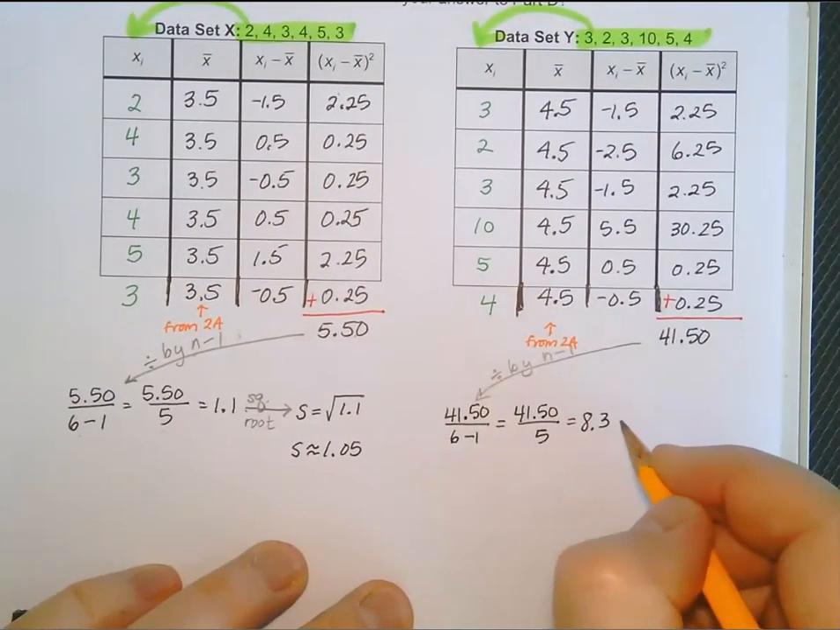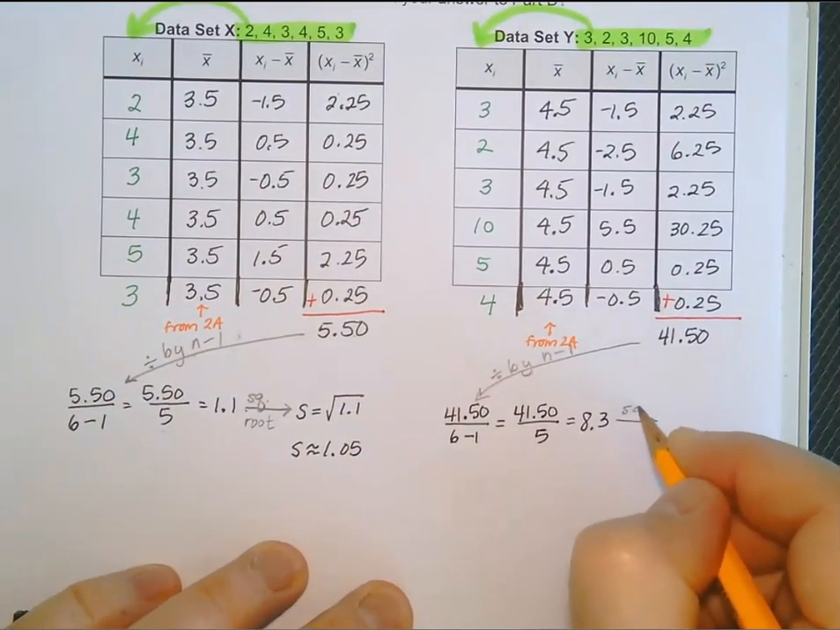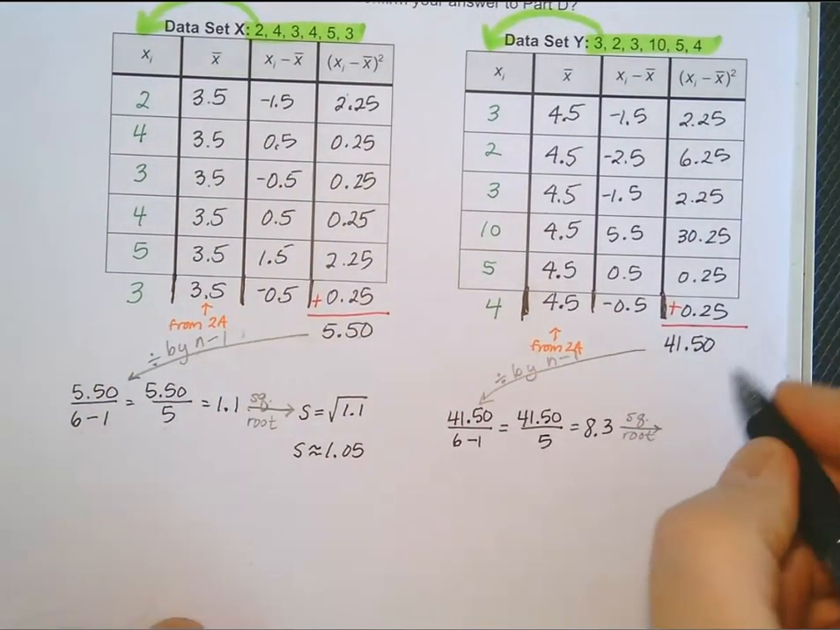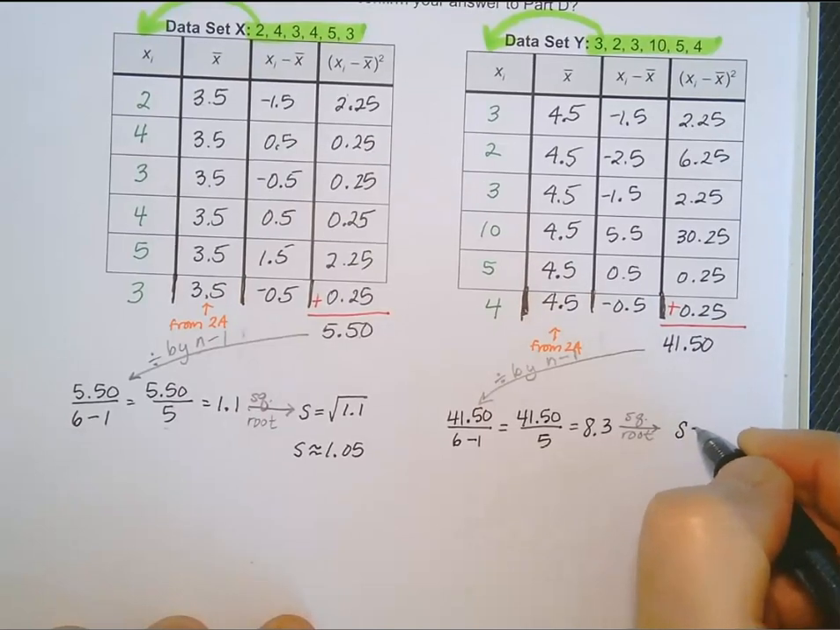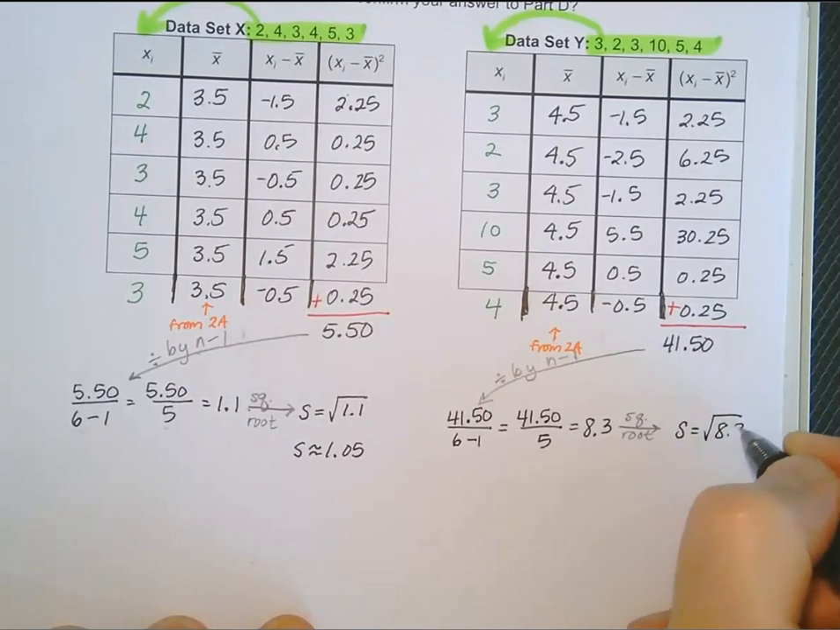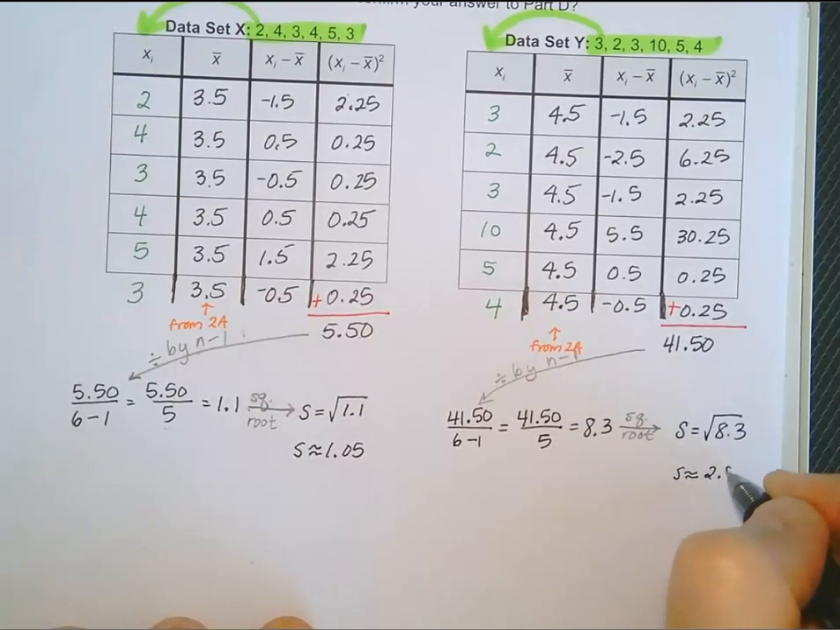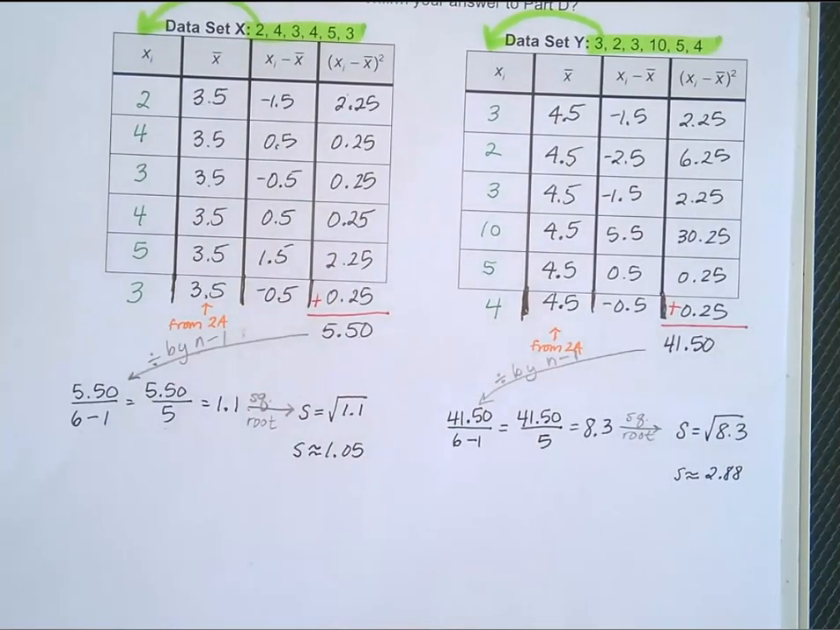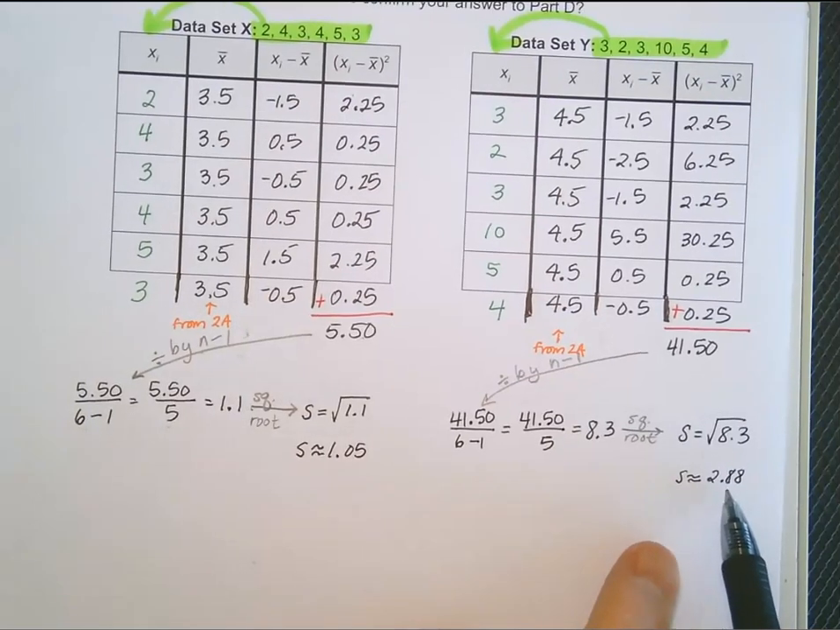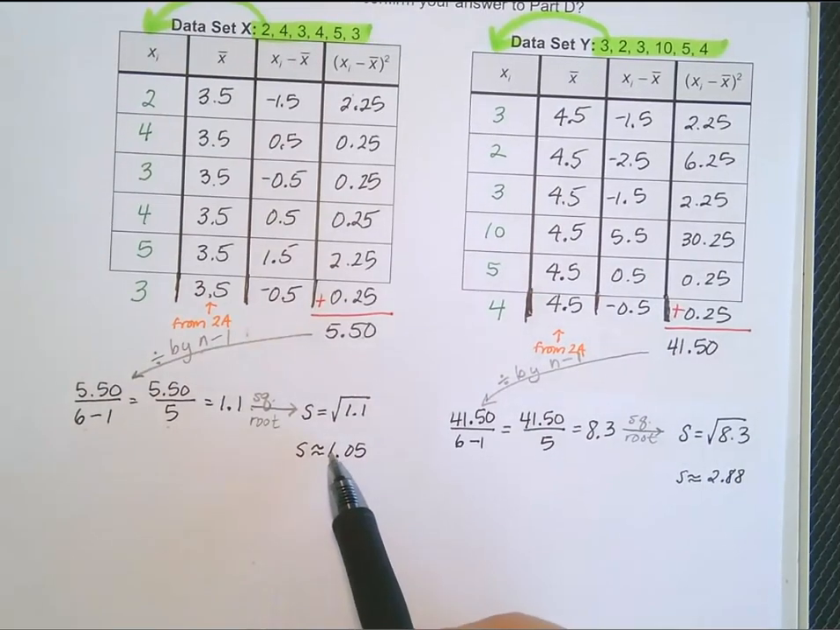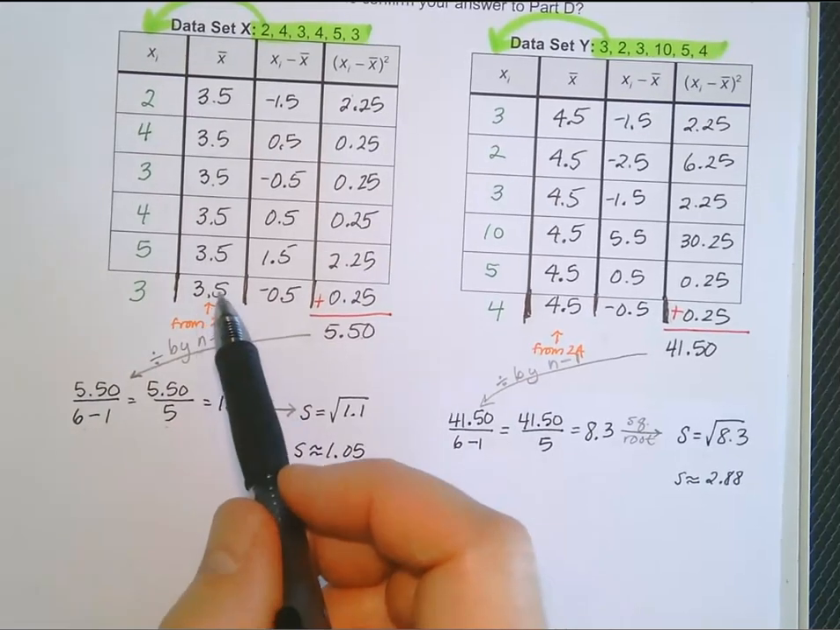And then if you remember correctly here, we're going to square root. So I'm going to get S is the square root of 8.3. S is approximately, when you do the calculation, 2.88. So the typical number will be within 2.88 of the mean, which in this case was 4.5. The typical number for this one will be within 1.05 of its mean, which was 3.5.